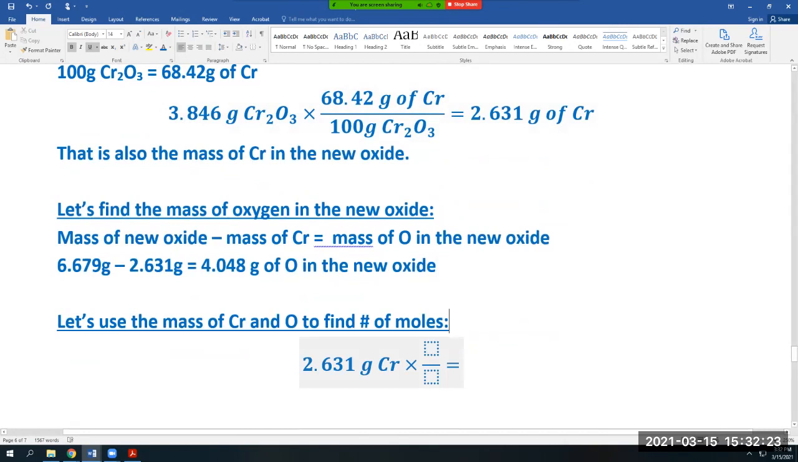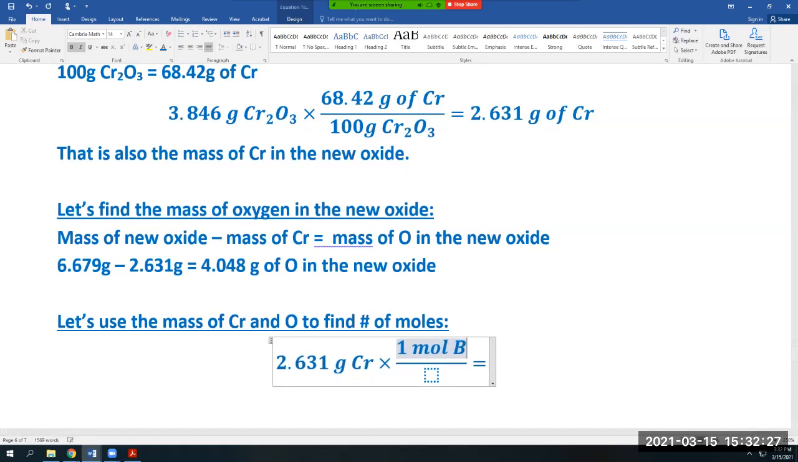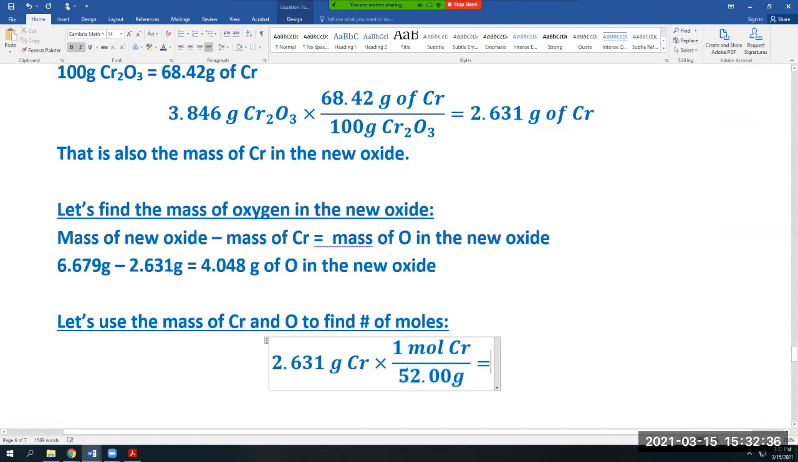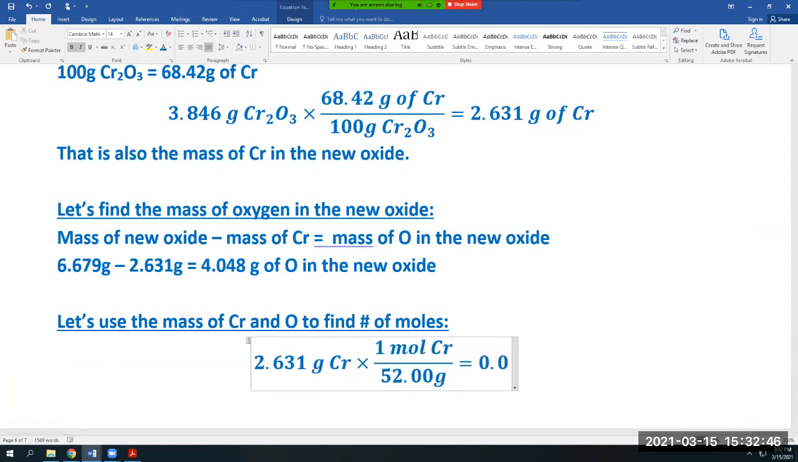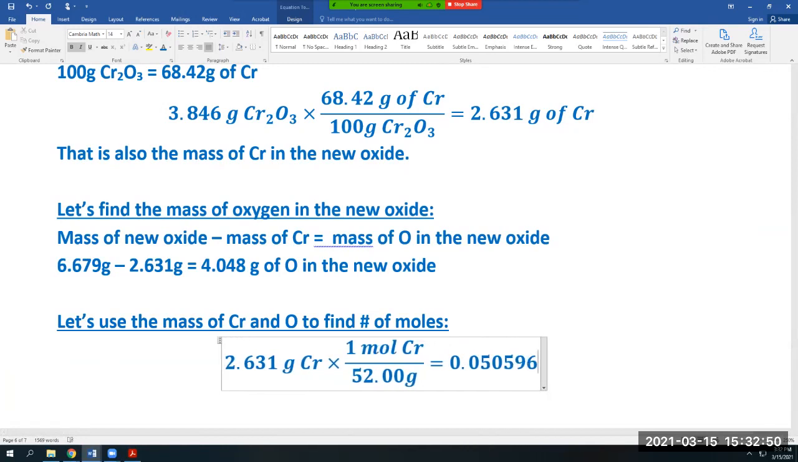And we know there is, so in 1 mole of chromium, there is 52.00 grams, right? It's the molar mass we find in the periodic table. So we do 2.631 divided by 52, and that's it. So 0.050596. So let's think about that.